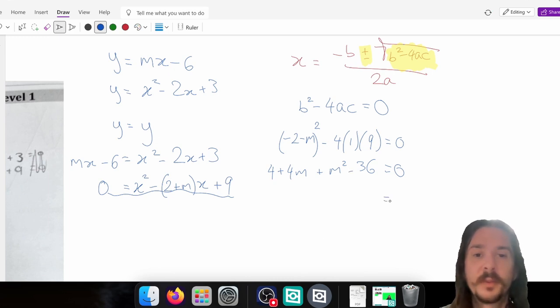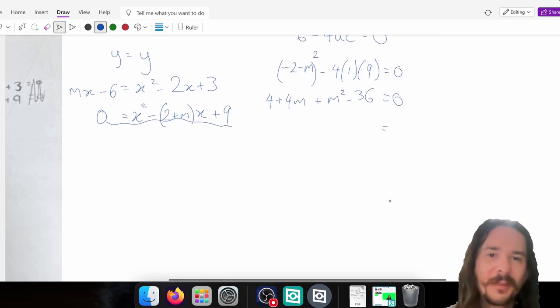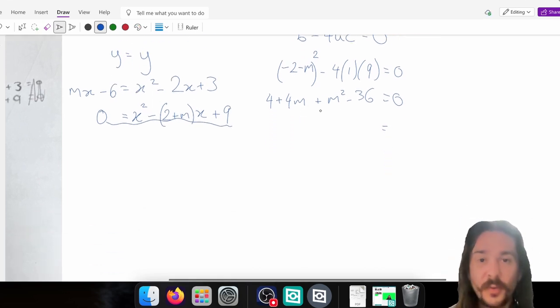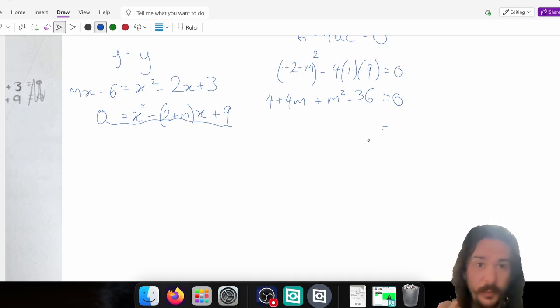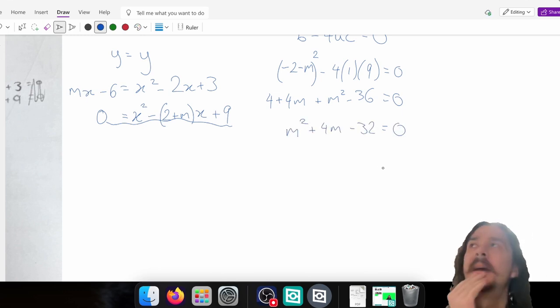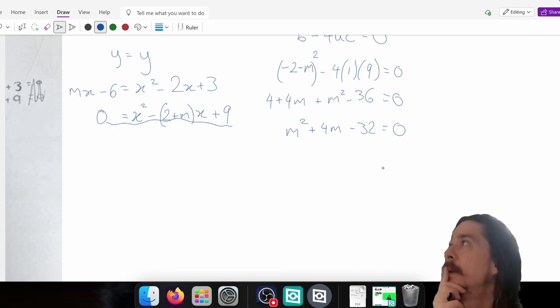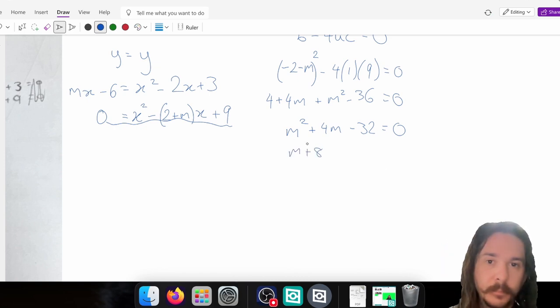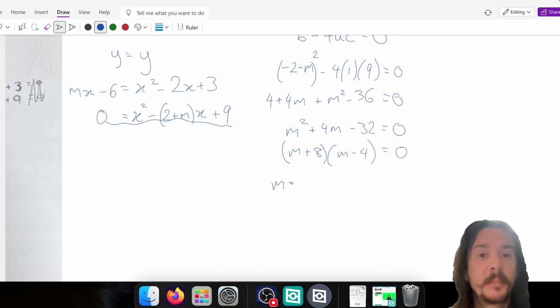Okay, so what you can see here is we actually have another quadratic, just to make life fun. So we want to know what values of m make this equation true, equal to 0. So let's just solve it as a quadratic. We have m squared plus 4m minus 32 equals 0. What adds to 4 and multiplies to negative 32? Well, that would be a positive 8 and a negative 4. Okay, so that tells us that m must be equal to negative 8 or positive 4.